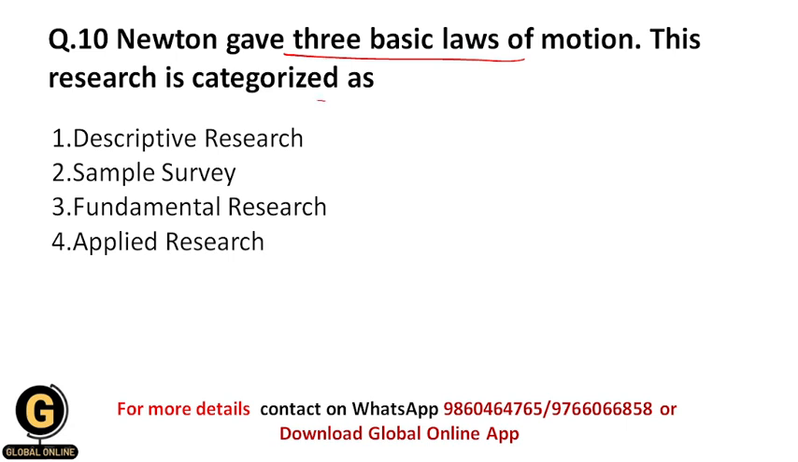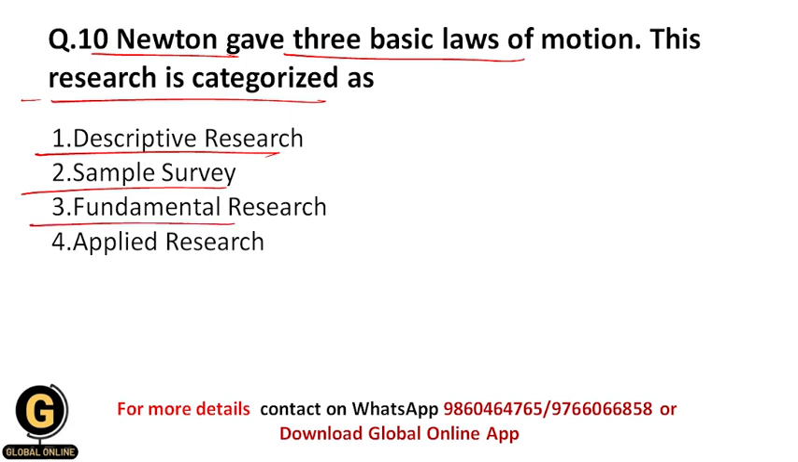Okay, Newton gave 3 basic laws of motion. This research is categorized as? So basically students, this is an application of the research types, and the options over here are descriptive research, sample survey, fundamental research, applied research.